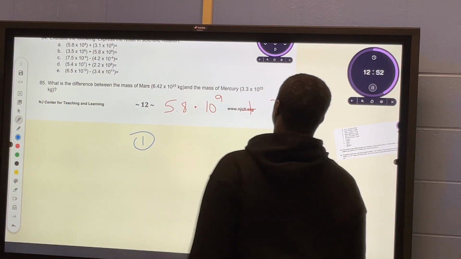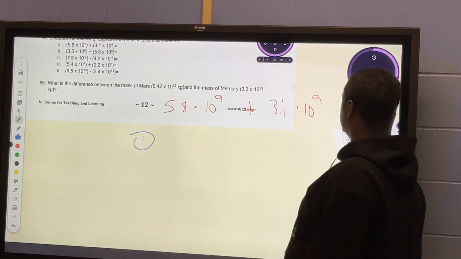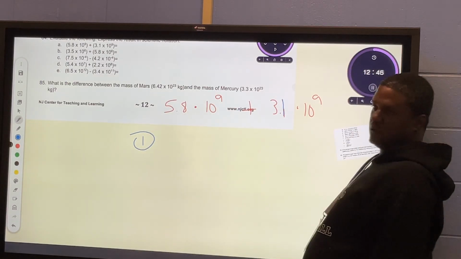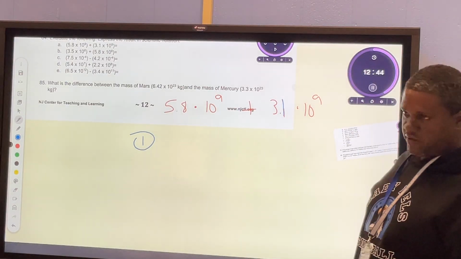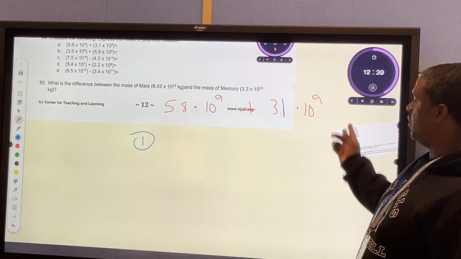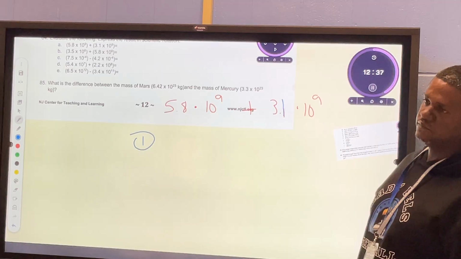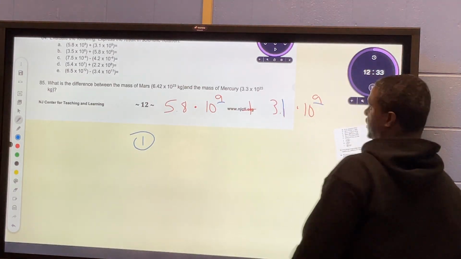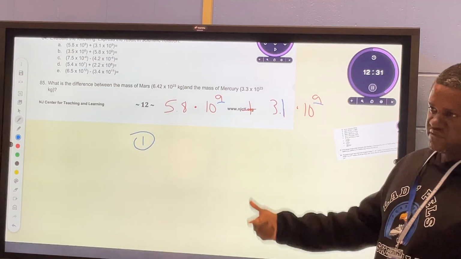Alright, step 1. Somebody read step 1 for me. Exponents have to be raised to the same power. Why do we want the same power? We see that this is 10 to the 9th and this is 10 to the 9th, so we can proceed with step 2.